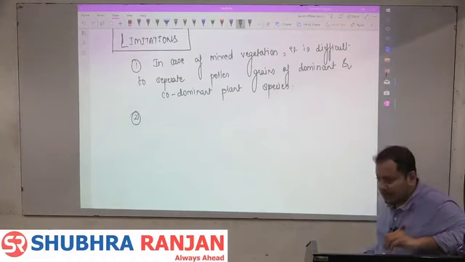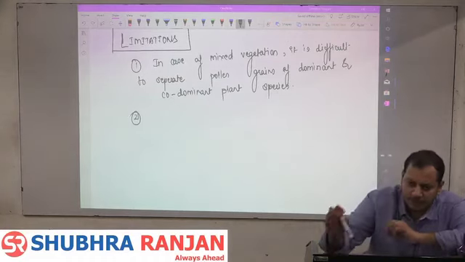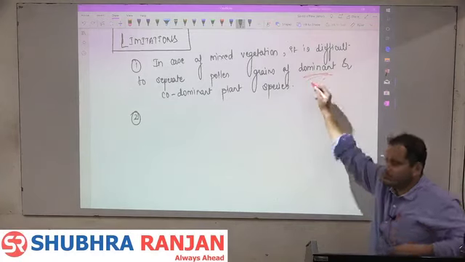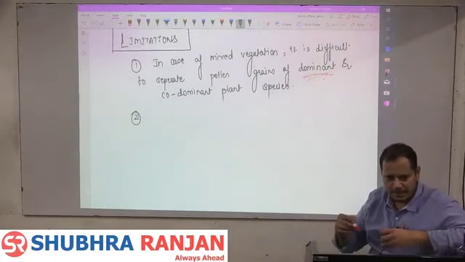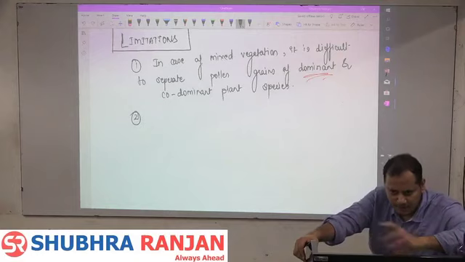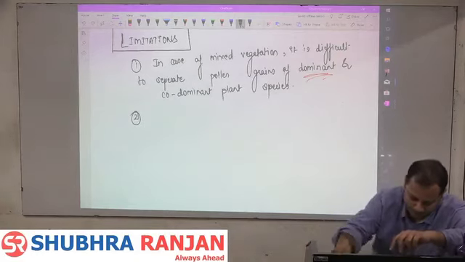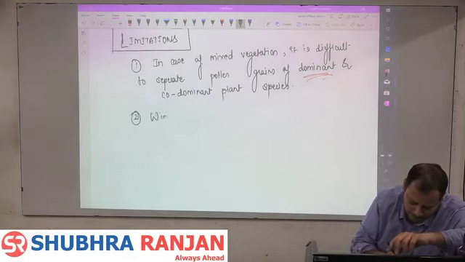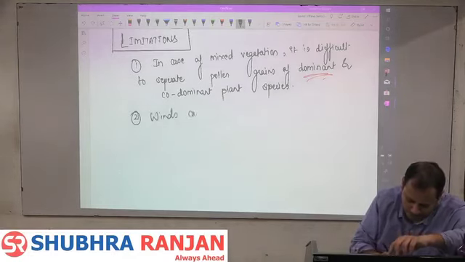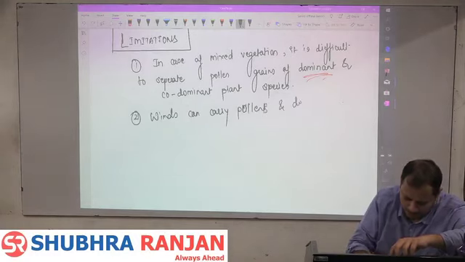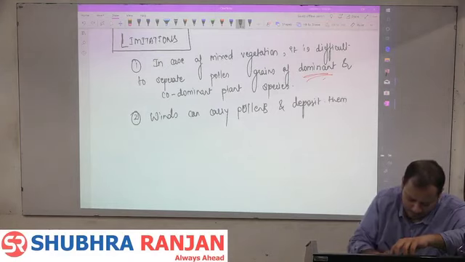Always, what type of a climate is there is determined on the basis of dominant species, which has maximum aerial coverage, not on the basis of co-dominant species. Second, winds can carry pollens and deposit them in faraway places.